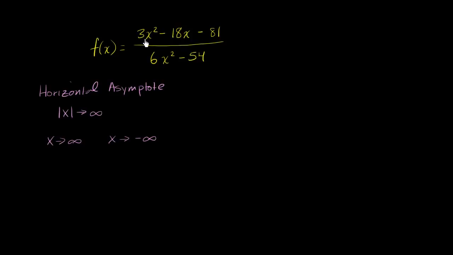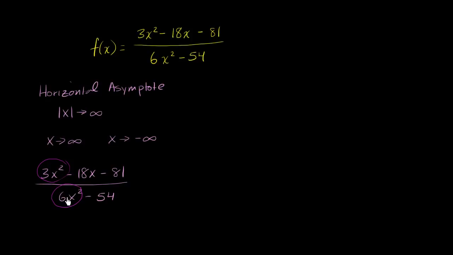So there's a couple of ways you could think about it. Let me just rewrite the definition of f of x right over here. So it's 3x squared minus 18x minus 81, all of that over 6x squared minus 54. Now there's two ways you could think about it. One, you could say, okay, as the absolute value of x becomes larger and larger and larger, the highest degree terms in the numerator and the denominator are going to dominate. And so what are the highest degree terms? Well, in the numerator you have 3x squared, and in the denominator you have 6x squared.